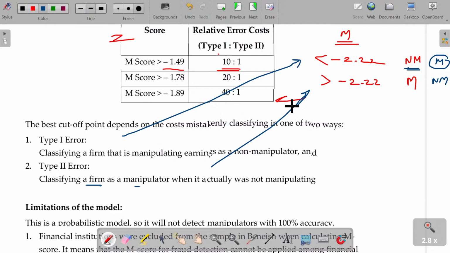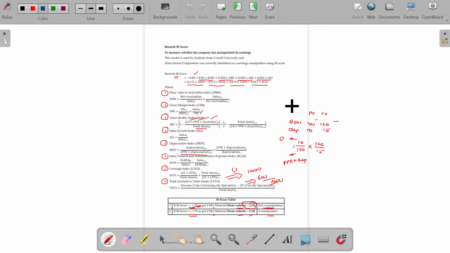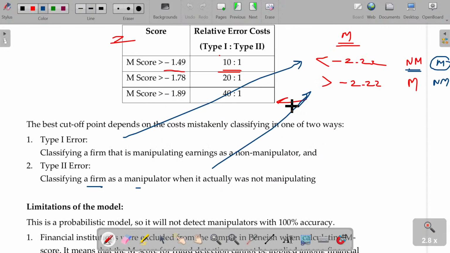After all, it's statistics only. By using the statistical technique, we do not get exact answer. It will give some answer, but there is a chance of error. We used the Beneish M model and found the number 2.22, or as per the CMA material, 1.78, whatever it may be. As per the number, you classify this as the non-manipulator. Who knows, it may be a manipulator. Being the manipulator, because of the M-score, you classify this as a non-manipulator, then type 1 error. The company originally non-manipulator, but we classified him as a manipulator due to the application of Beneish M model, then it is called type 2 error.